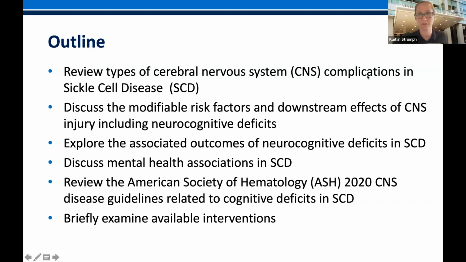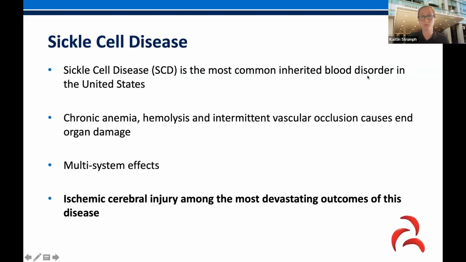Okay, so sickle cell is the most common inherited red blood cell disorder in the United States, and it affects at minimum about 100,000 individuals in the United States. As a result of a beta globin gene mutation, complications arise due to chronic anemia, hemolysis, and intermittent vascular occlusion, which causes tissue ischemia and end organ damage. So this disease really has multi-system effects. And of those effects, ischemic cerebral injury is really one of the most devastating outcomes of this disease.